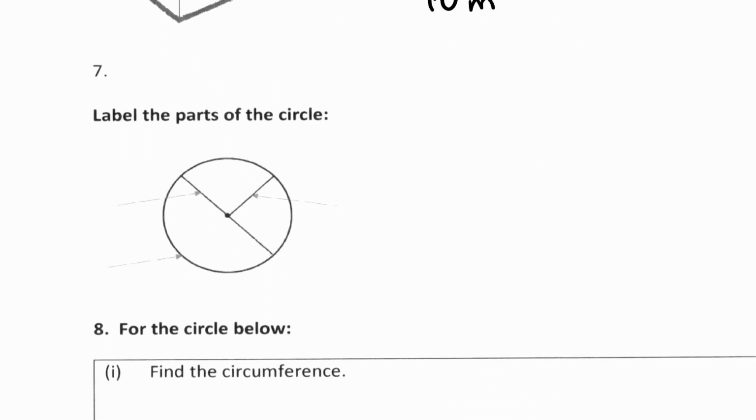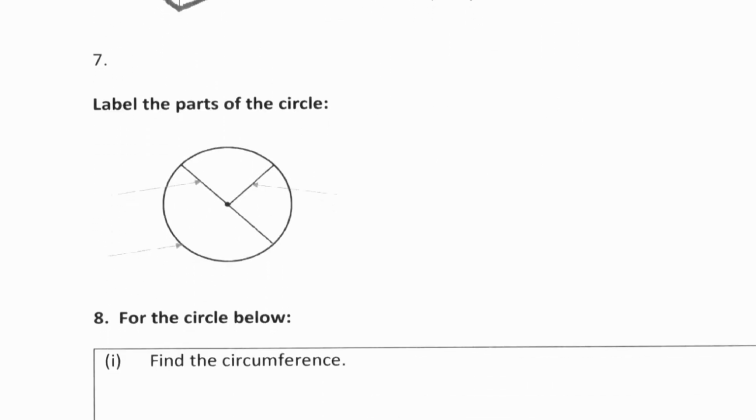All right, question 7. Label the parts of the circle. Well, we know that the whole way around the circle is called the circumference. So this arrow here points to the circumference. Cool. We know that this inside part from the center to the outside of a circle is called the radius. So this arrow points to the radius. And we know that from one side of a circle straight across the middle to the other side of the circle is called the diameter.